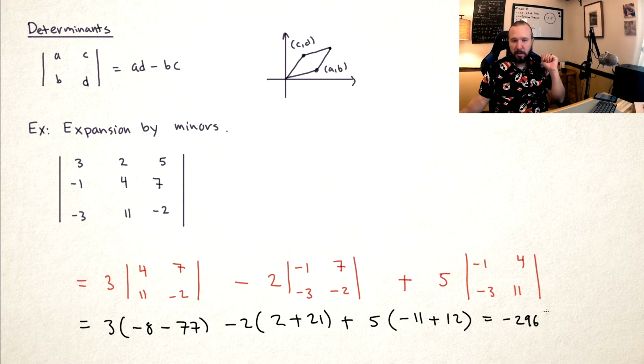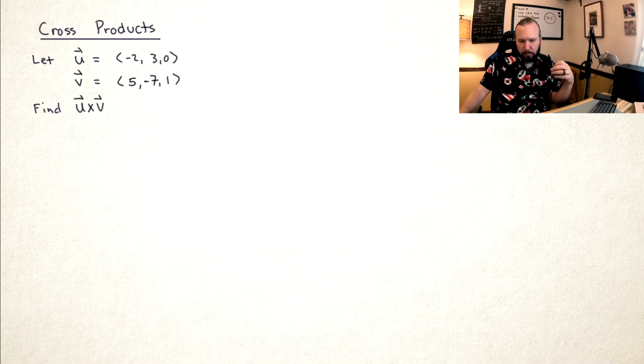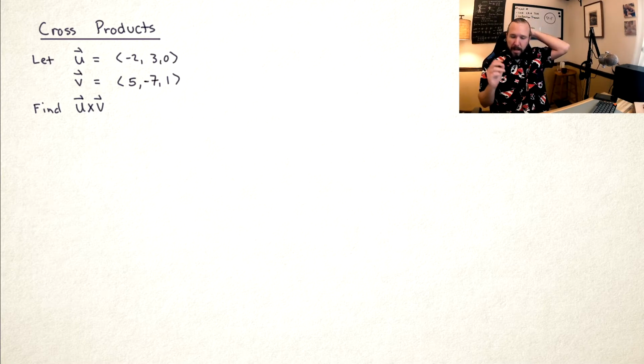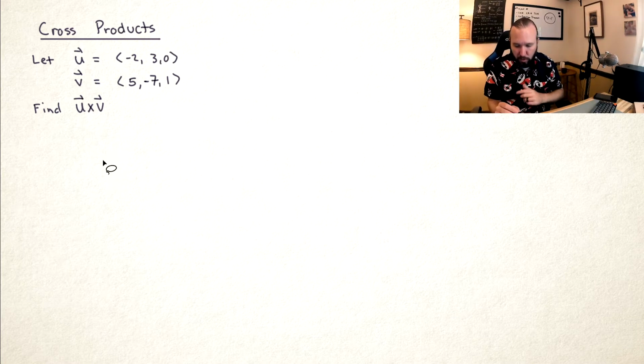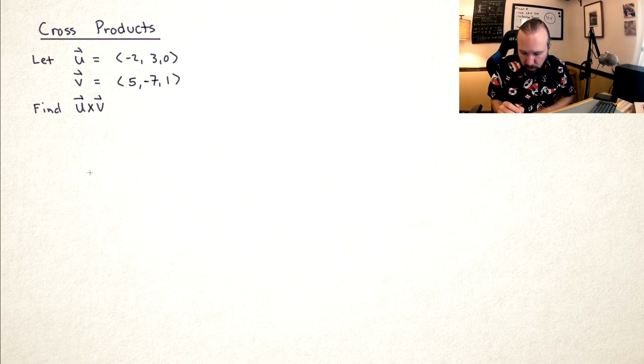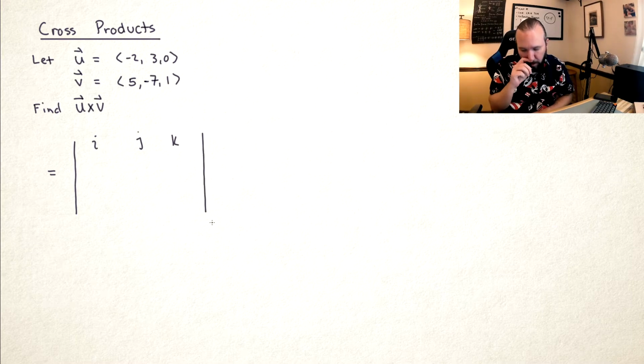Let's use this to calculate some cross products. Okay, I've cooked up some vectors here. I just picked some random numbers to throw in the positions. And we're going to use determinants to calculate this cross product of u cross v. So what you do is you set up a determinant of a matrix. You always put i, j, and k along the top row. And then it's u cross v. So the first thing I need to do is put the vector u, and then v comes second, so then I'm going to put v down here.